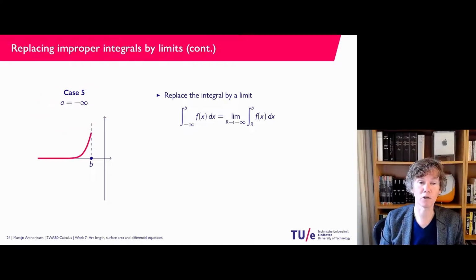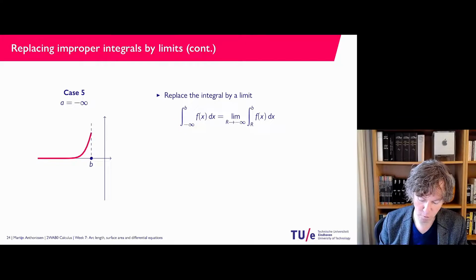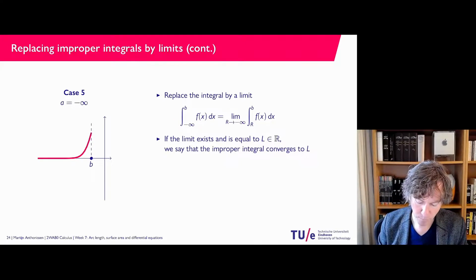If a equals minus infinity, then you replace the minus infinity here with a capital R, and you let capital R go to minus infinity. If it exists, we say that the integral converges, and otherwise it diverges.